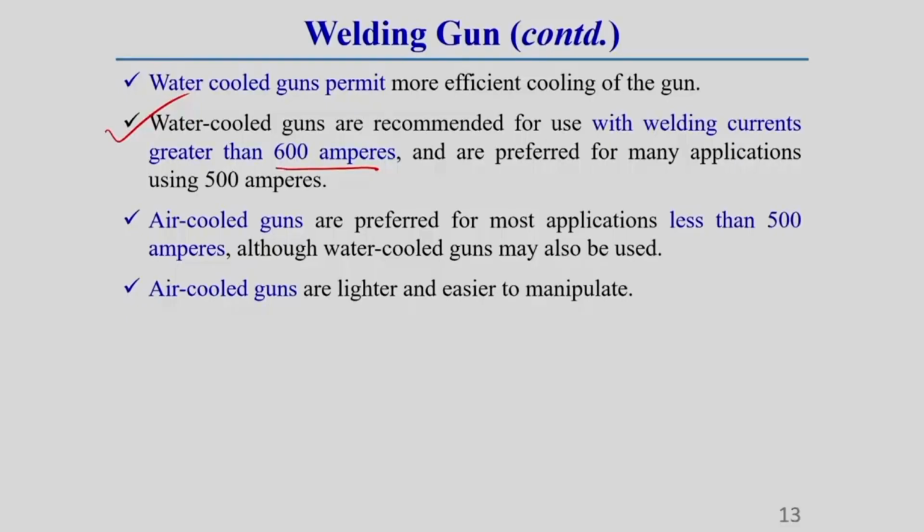Okay. Here that is why it is preferred in many applications using 500 ampere also, but air cool guns are preferred in most applications where the current range is less than 500 ampere. Though sometimes water cool guns may also be used below 500 amperes. Okay. Because if you use water cool less than 500, there also we can use it for better control of cooling of this nozzle as well as contact tube. So, water cool can be used at any current. But somewhere it may be very urgent, somewhere it may not be very urgent. So, air cool guns are lighter and easier to manipulate, because here the extra water cool system is not required.